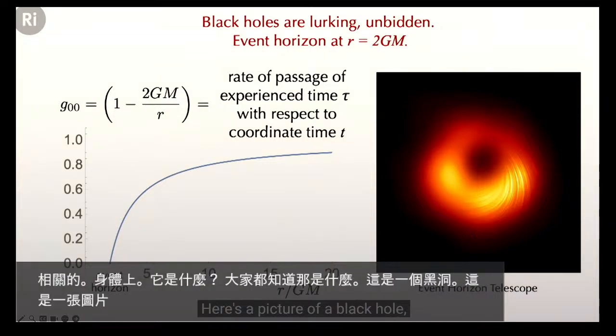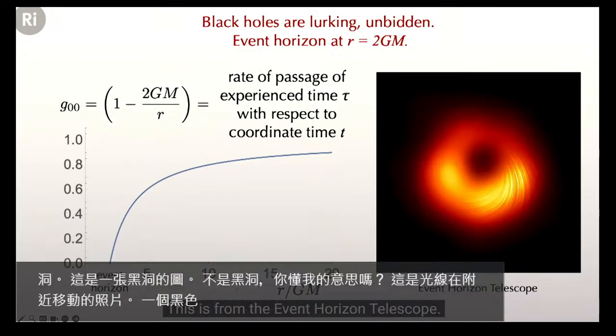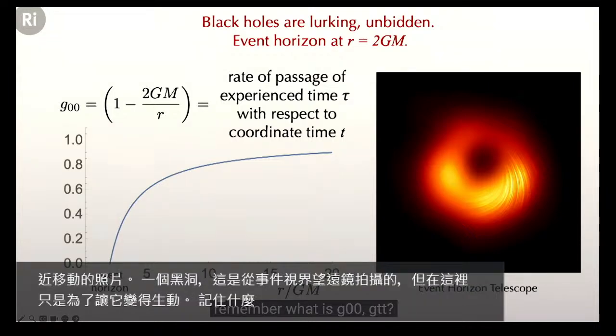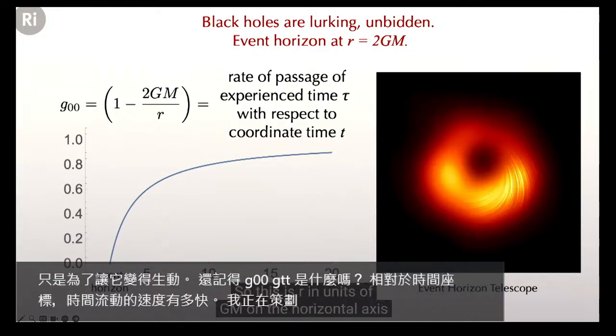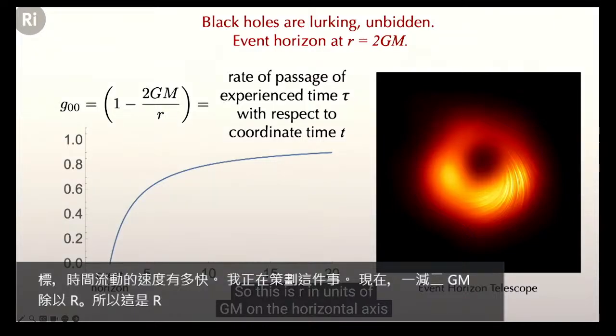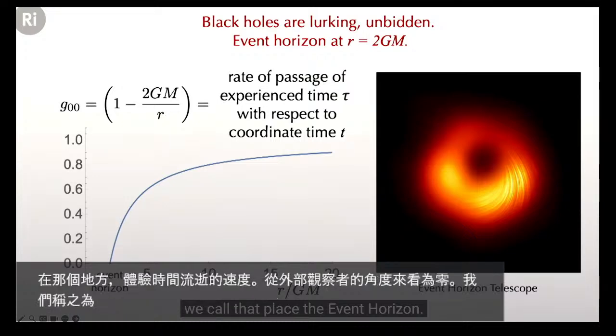Here's a picture of a black hole. Not the black hole, you know what I mean. It's the picture of the light going nearby a black hole. This is from the Event Horizon Telescope. But here, just to make it vivid, remember, what is G00, GTT? It's how fast time flows compared to the time coordinate. I'm plotting it now. 1 minus 2gm over r, so this is r in units of gm on the horizontal axis, and there's G00. And so you see that at r equals 2gm, this number goes to 0. So at that place, the rate of passage of time experienced is 0, from the point of view of an outside observer. We call that place the event horizon.